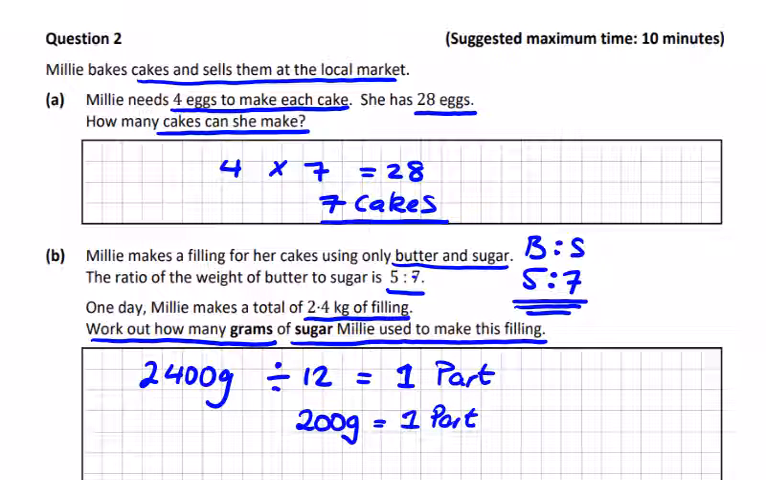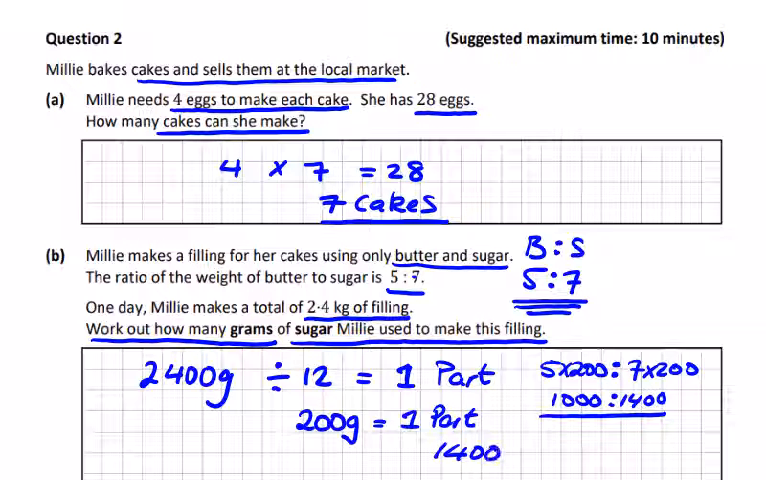So that would mean 5 by 200 for butter, and sugar will be 7 by 200. You can check here, that will be 1,000, and that will be 1,400, and you can see that adds up to 2,400. So the answer to how many grams of sugar she used would be 1,400 grams of sugar.